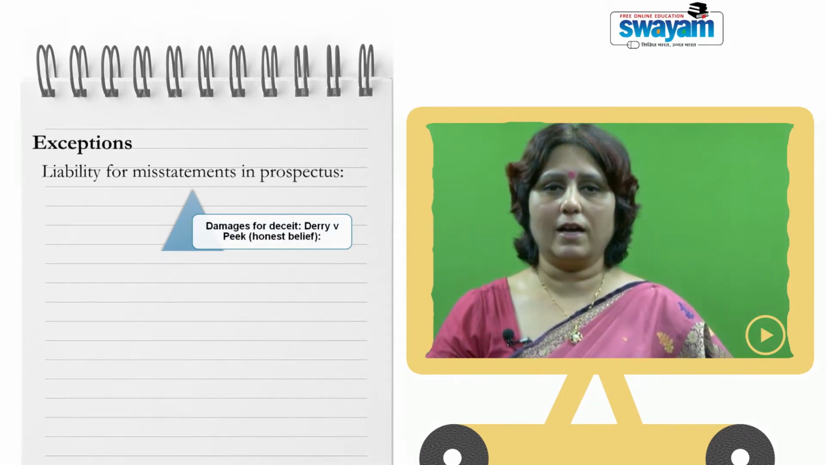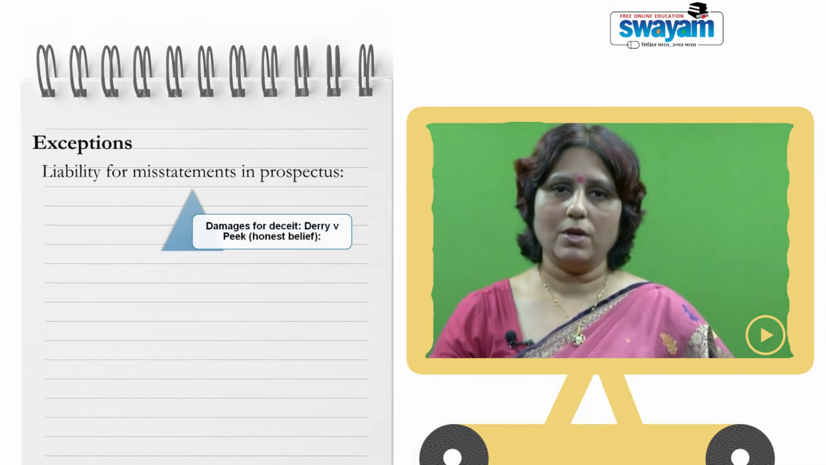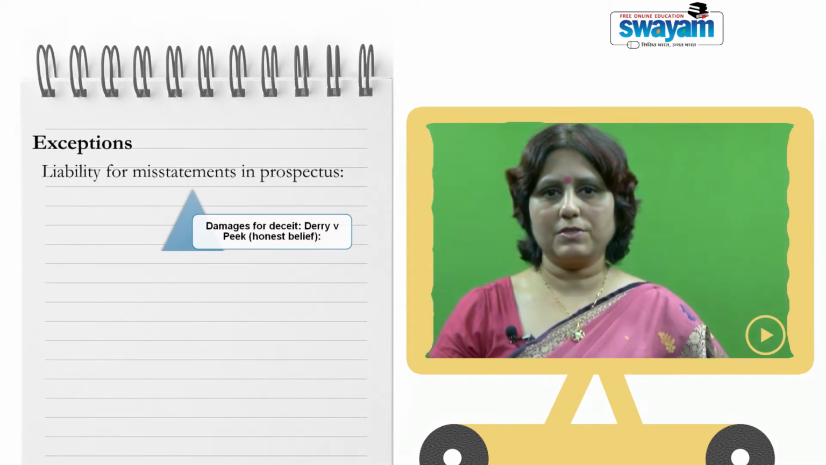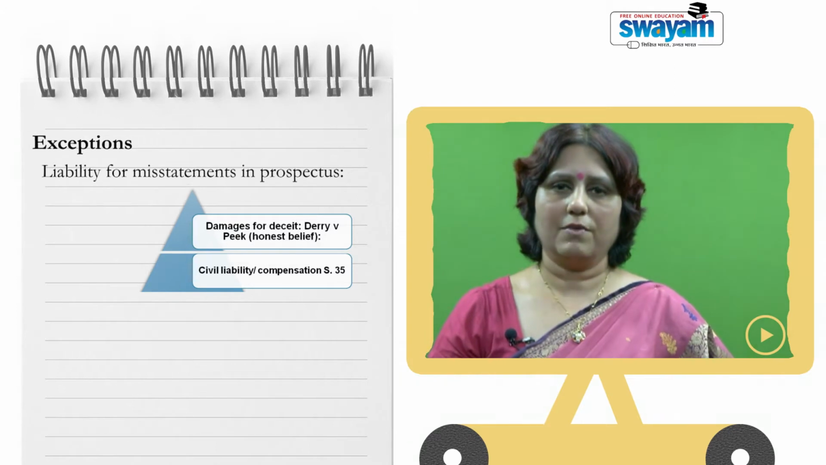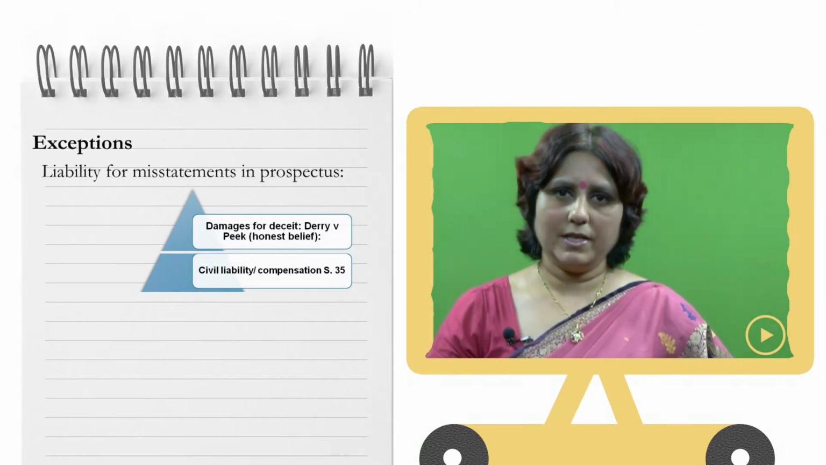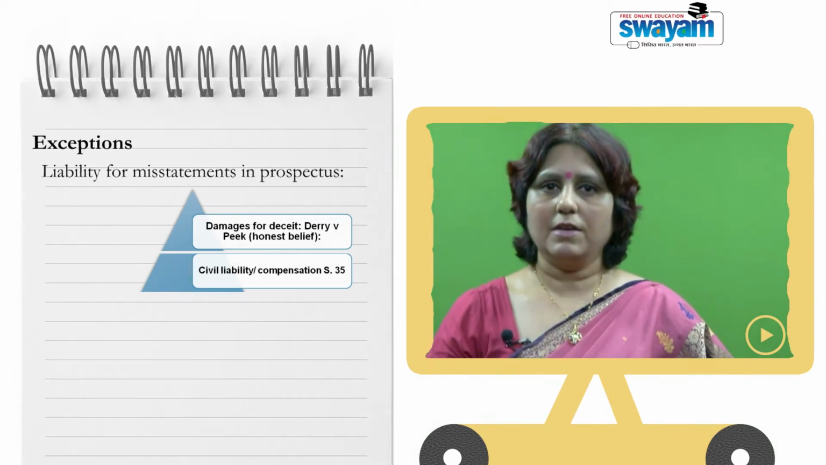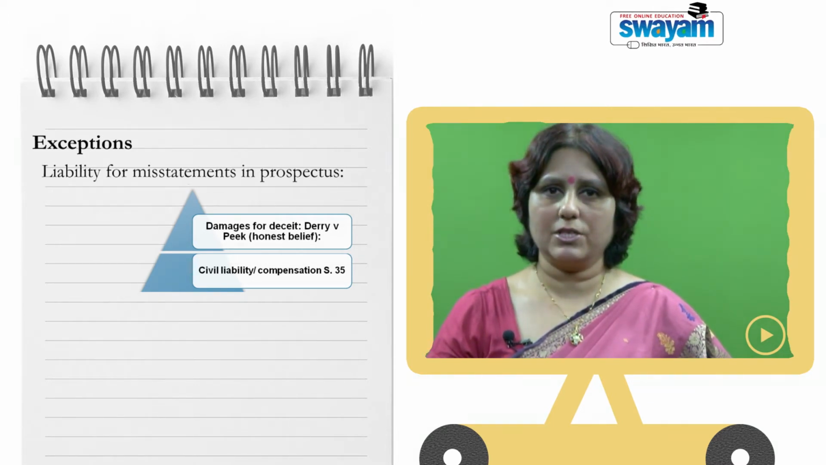So, that is why, to take care of this issue, a requirement of compensation was fixed, in the form of civil liability under section 35: even if the directors have an honest belief but the statement is false, they will be held liable to compensate the shareholders.